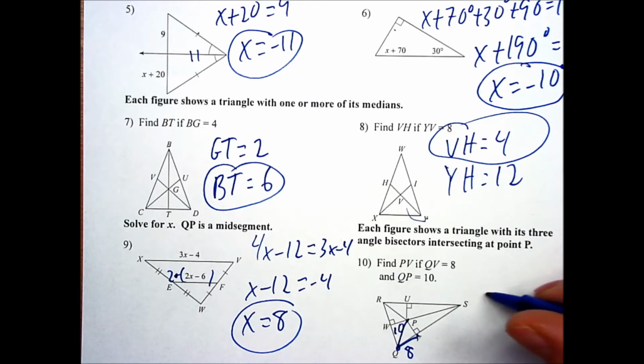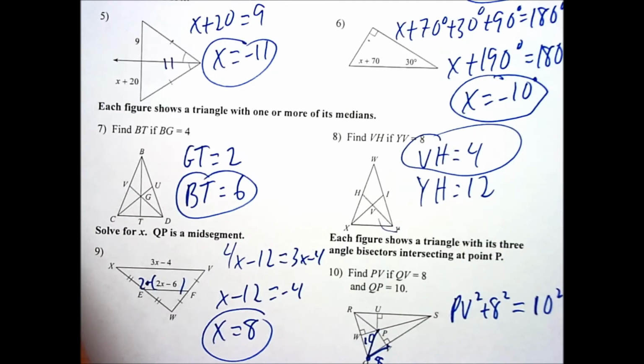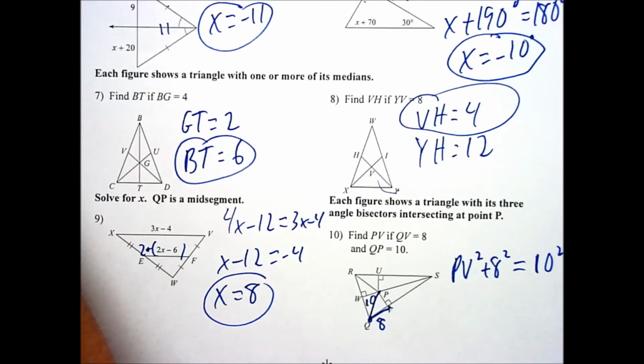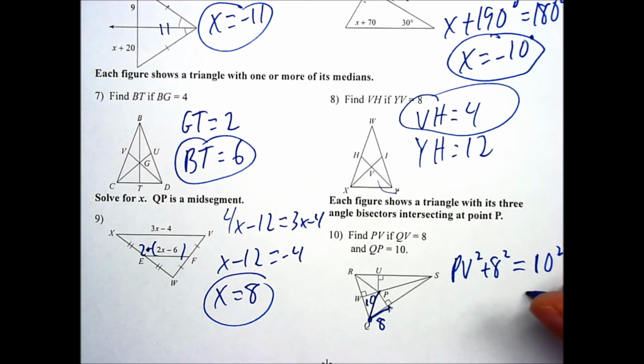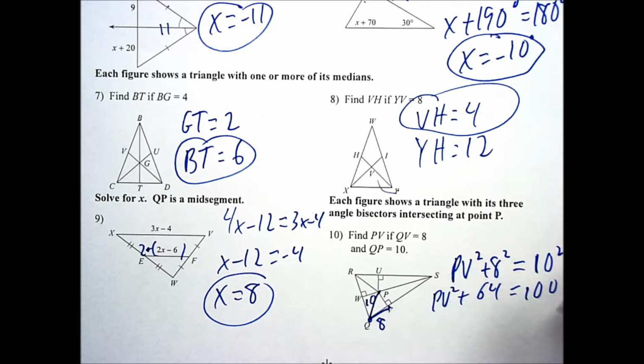So this is the Pythagorean theorem. PV squared plus 8 squared is equal to 10 squared. The two legs of a right triangle, when they're squared, equal the hypotenuse squared. So 10 squared is 100, and 8 squared is 64. When I take 64 from 100, I get 36.